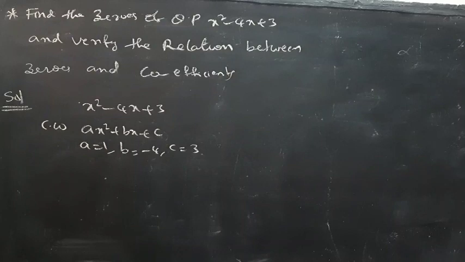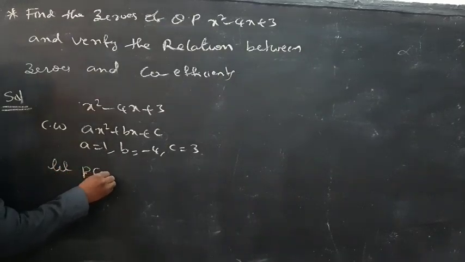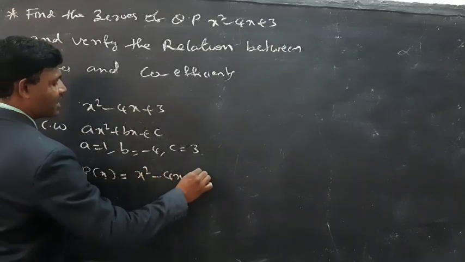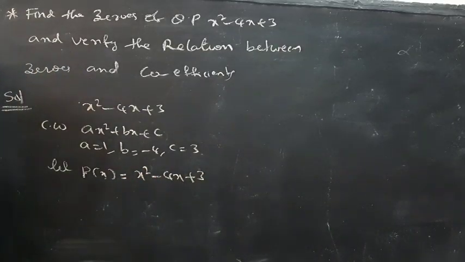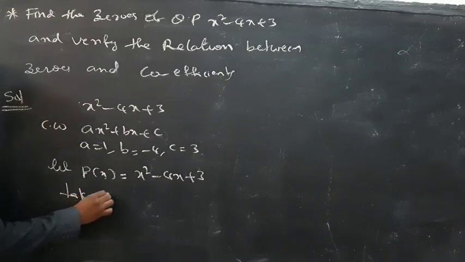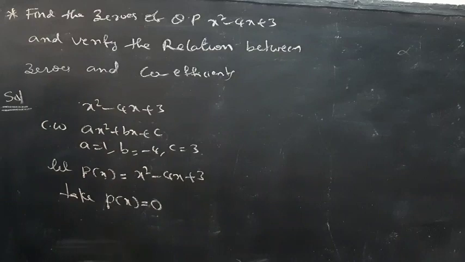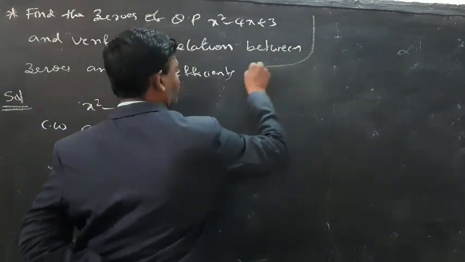Now I am going to do factorization. Let p of x be equal to x square minus 4x plus 3. To find the zeros, take p of x equal to 0.